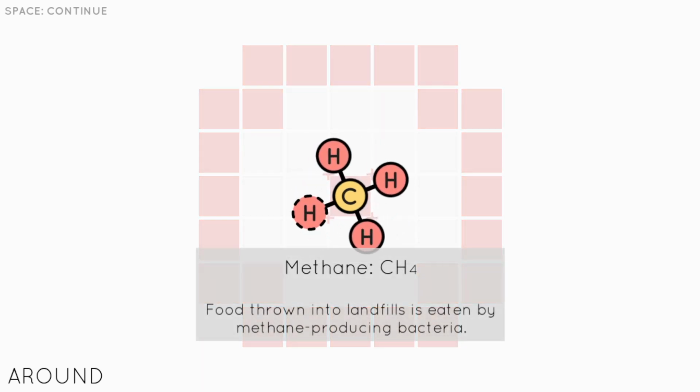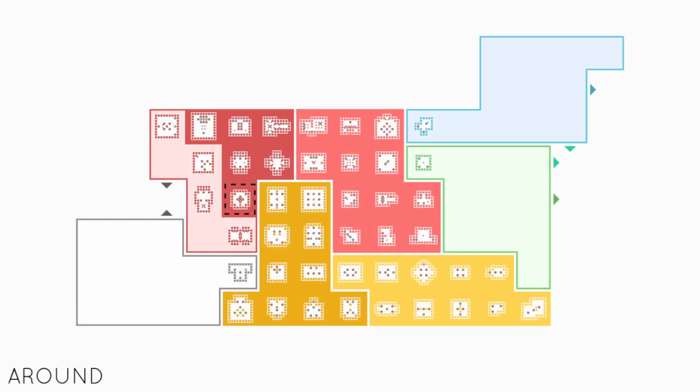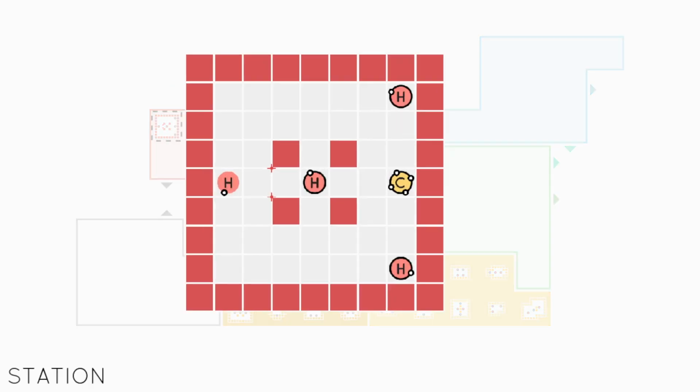Food thrown into landfills is eaten by methane-producing bacteria. I think that's not good. I don't remember, but I think methane is like a greenhouse gas. Alright, next station.